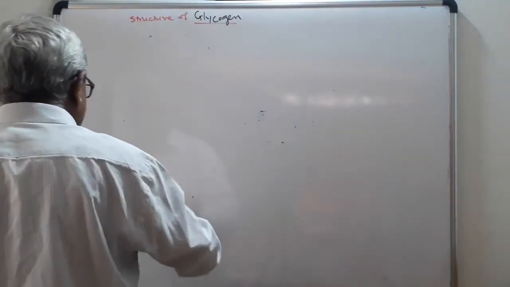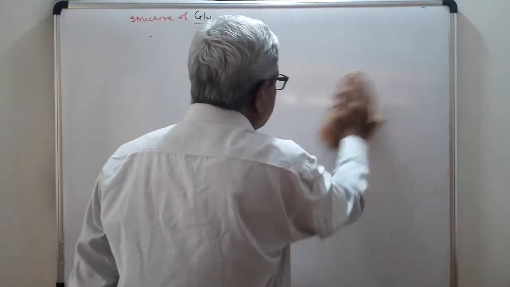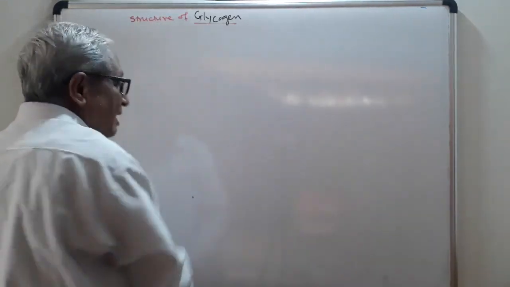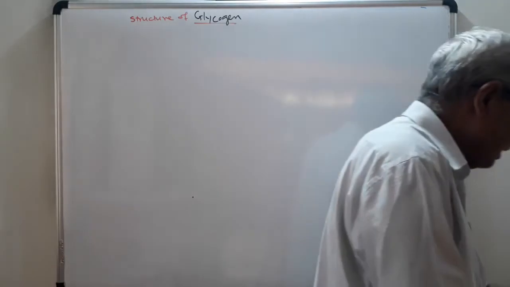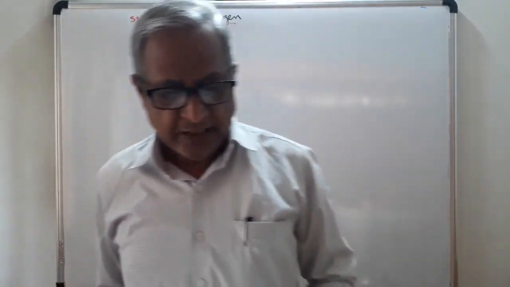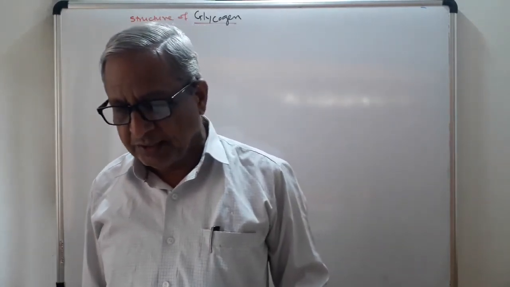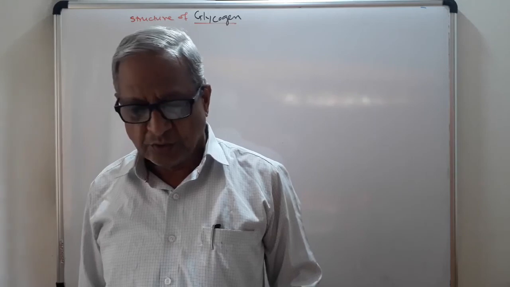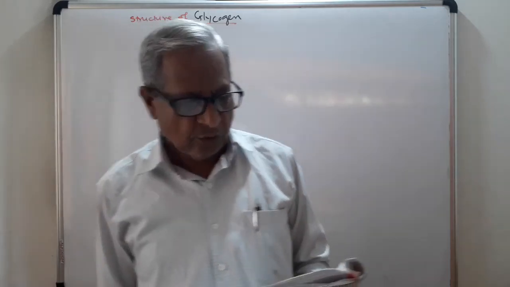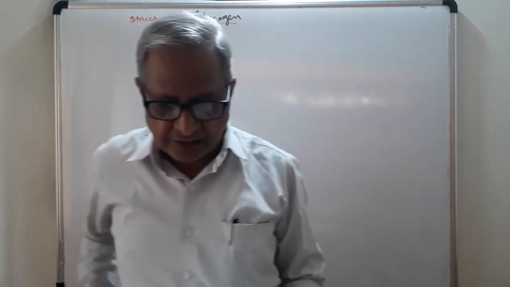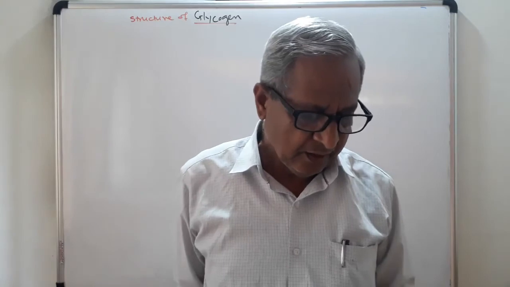So there is no particular structure of the glycogen in your textbook or in your syllabus because it is a highly branched polymer. It is also known as animal starch because it is stored in animals in the form of glycogen. Glycogen is also known as instant source of energy. It is stored in liver and muscles.